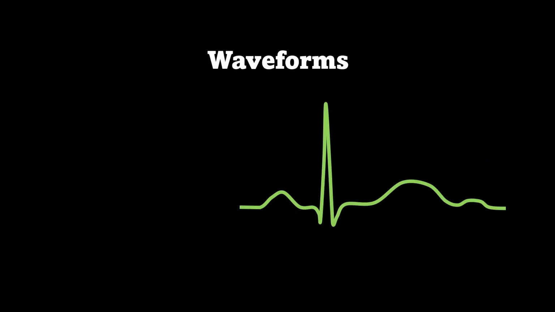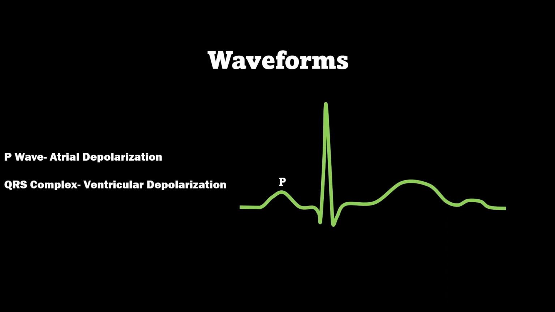So here's our normal EKG beat. We have our P wave, which shows atrial depolarization. In medicine, we like to overcomplicate things and use big fancy words. Atrial depolarization means atrial contraction. Our QRS complex shows ventricular depolarization or ventricular contraction. Our T wave shows ventricular repolarization, which is ventricular relaxation.